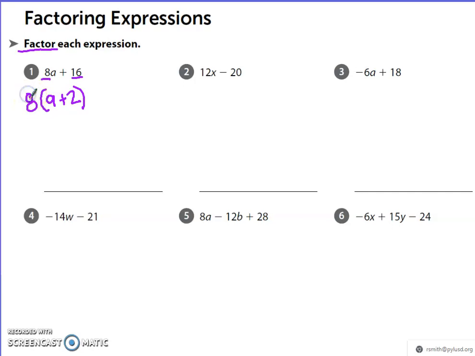And you can check your work, because when I use the distributive property, I'm going to get the exact same thing I started with, 8a plus 16. Let's try another one. The greatest common factor between 12 and 20 is 4. You can divide 4 out of both of these terms, 12x and negative 20. If I take a factor of 4 out of 12, I'll have 3x left over. Write that 3x. And if I take a factor of 4 out of negative 20, I'll have negative 5.